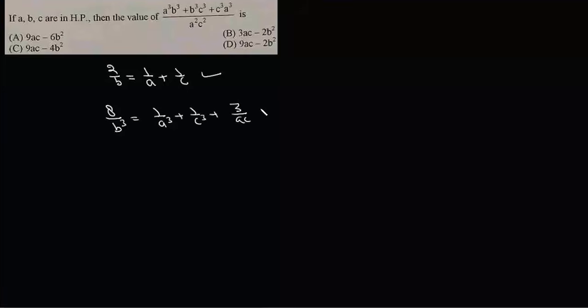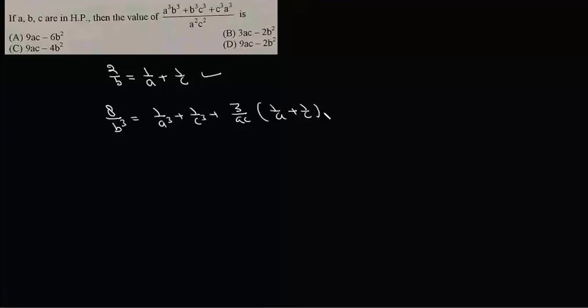Now here the question is, if A, B, C are in HP, then the value of A cube B cube plus B cube C cube plus C cube A cube upon A square C square is equal to what? Now we know that if A, B, C are in HP, then 2 upon B is equal to 1 upon A plus 1 upon C. What we'll do is, we'll cube both sides, then we can write 8 upon B cube equal to 1 upon A cube plus 1 upon C cube plus 3AC, and then 1 upon A plus 1 upon C.